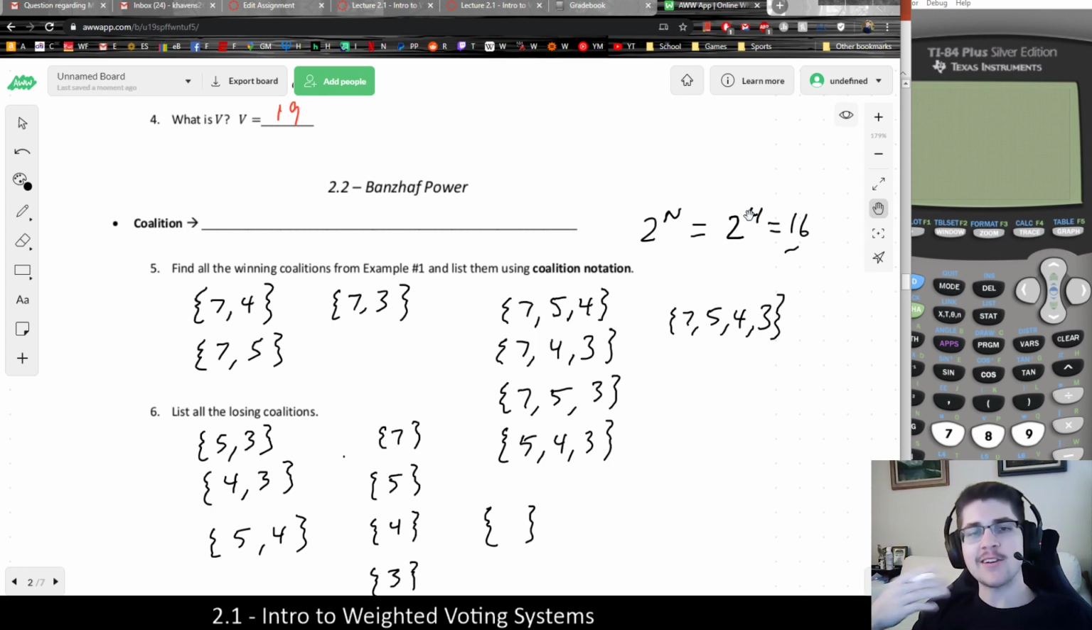And basically, there is a way to know, did I find them all? And if you're really obsessed with not missing any, this is something you could consider. Because as I said before, it is important to find all the winning coalitions. If you're missing one or two of them, it will mess up the math later.